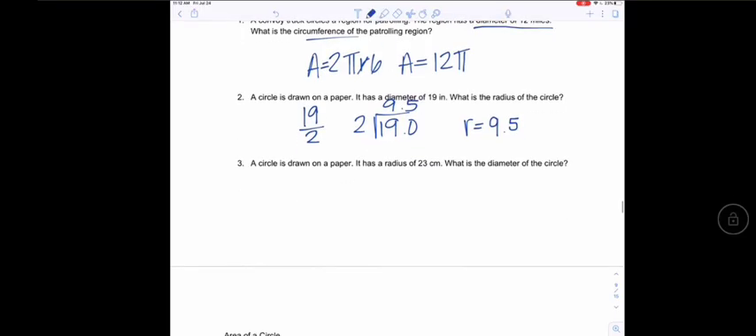Okay, so let's keep going. It says a circle is drawn on a paper. It has a radius of 23 centimeters. What is the diameter of the circle? Now here, remember, 2 times the radius equals diameter. So I'm going to do 23 times 2, and that's going to give me 46 centimeters.